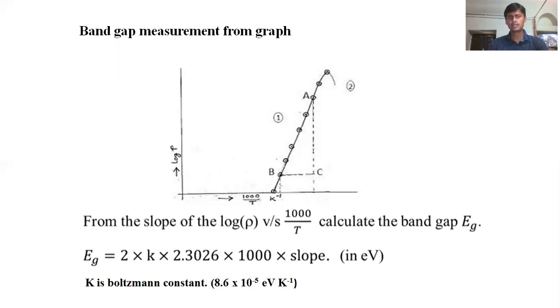Here you know that theoretically the value of the band gap of the germanium semiconductor is 0.71 electron volt. Here also we experimentally prove that the value of Eg, the band gap of the germanium semiconductor, tends to 0.7 electron volt, and this slope value will be calculated from the graph. So here you prove that the Eg value tends to 0.7 electron volt.